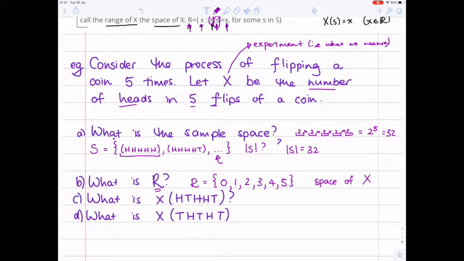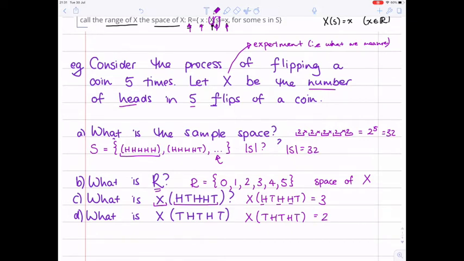So now we're thinking about what will happen if we put the outcome heads, tails, heads, heads, tails into our random variable X. Well, X just counts the number of heads, so X of heads, tails, heads, heads, tails is just going to be, we've got 3, so that's going to be 3. Similarly, X of tails, heads, tails, heads, tails is going to be equal to 2.